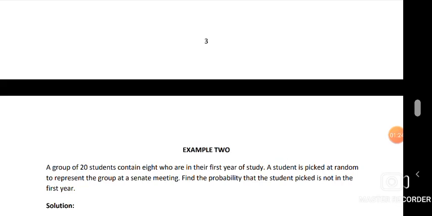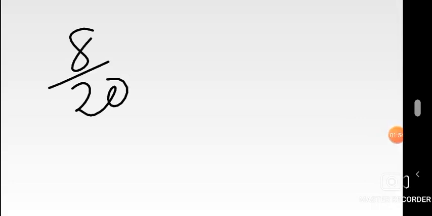So we remember that the probability of picking such a first year student plus not picking them should add up to 1. That's the theory we use. So if you look at this, 8 out of 20 is the probability of choosing a first year student. Let's just go to our screen and find this. So we said 8 out of 20. That's the probability of choosing.